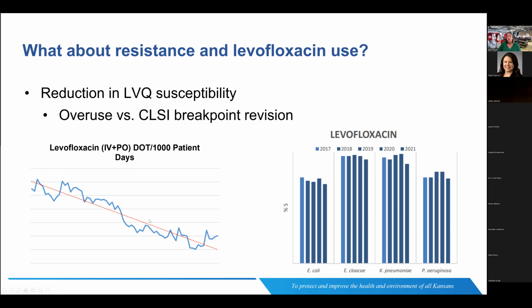The graph on the left is trended on a monthly basis, and unfortunately our antibiograms are on a yearly basis. But what you're seeing is a direct decrease in levofloxacin use, which theoretically should not negatively impact our levofloxacin susceptibility. But what happened in 2020 was a reduction in the CLSI breakpoint. And so our isolates are now testing resistant when they previously may have tested susceptible. What we saw across the board was a 5 to 7% reduction in susceptibility from previous years based on that breakpoint change.